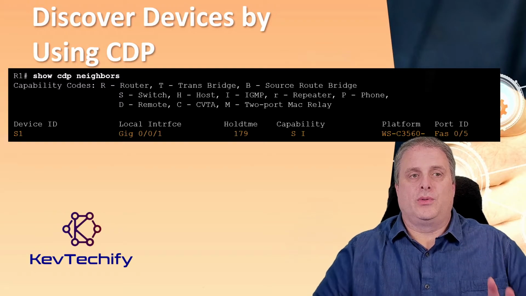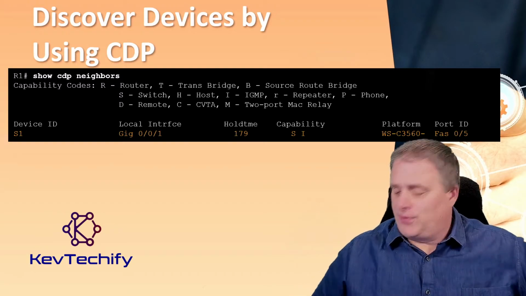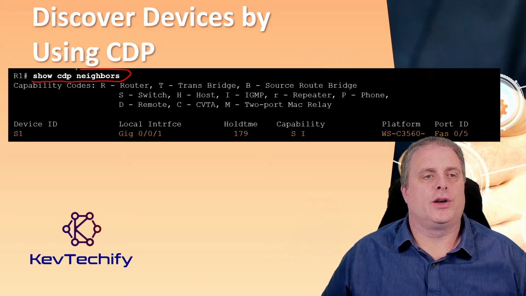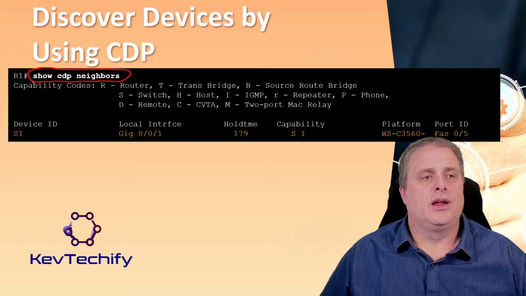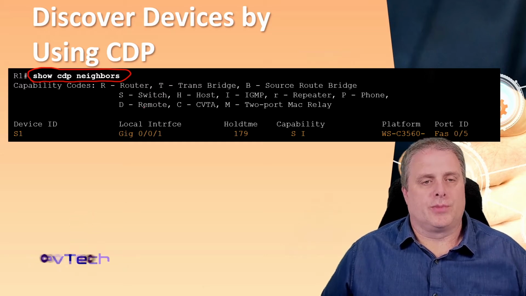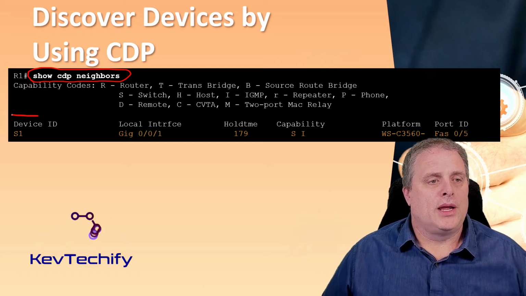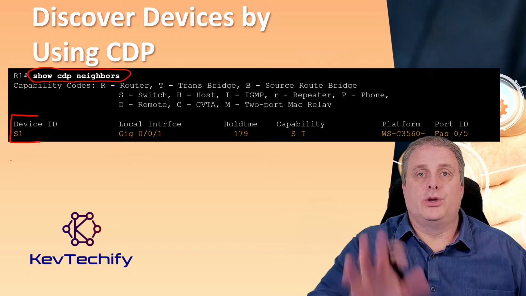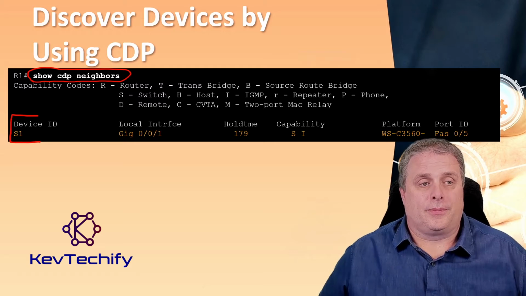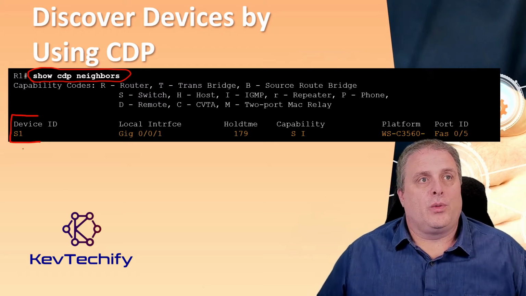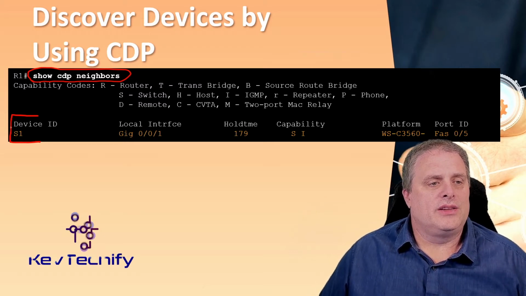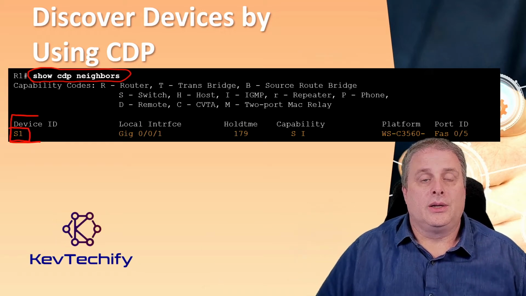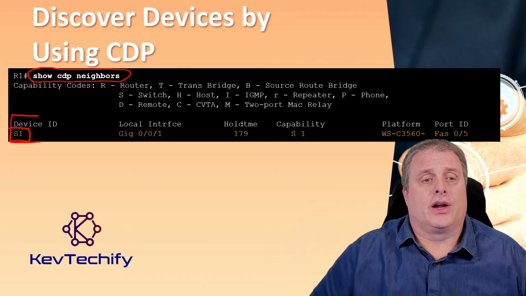With CDP enabled, and once again, it is enabled by default, you can issue the show cdp neighbors command from global configuration mode. When you enter it in, it's going to give you some codes at the top, but down at the bottom, it is going to list all the devices that are directly connected to it using CDP. Some of the information here is the device name. This is the name of that device on the other end of the connection. Once again, they have to be directly connected.